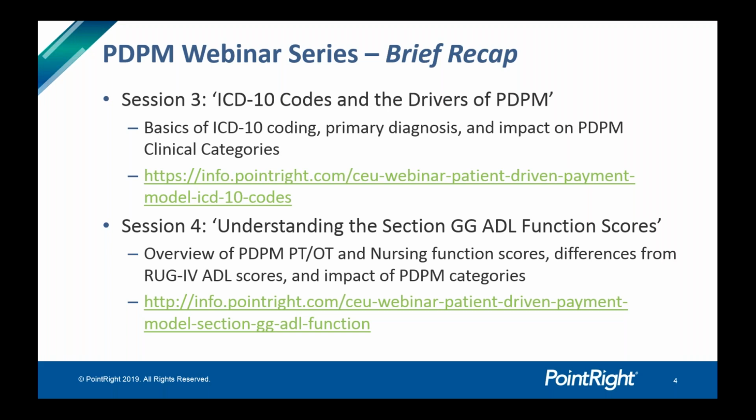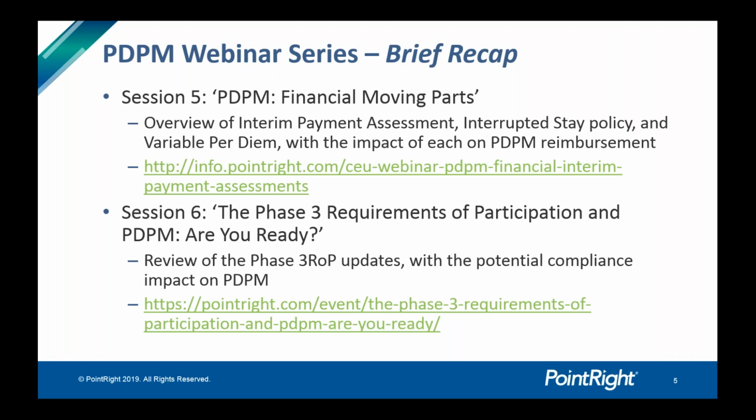That was fun. And then in session 4, I talked about Section GG and the ADL function scores, how they differ from the RUG scores, and how they affect some of the PDPM payment categories. In session 5, Paula and I talked about all the different moving parts in the PDPM system, not just the payment based on that 5-day initial Medicare assessment, but also the variable per diem adjustment, the interrupted stay policy, and the interim payment assessment, all of which will impact how much reimbursement you would be getting for a particular resident.